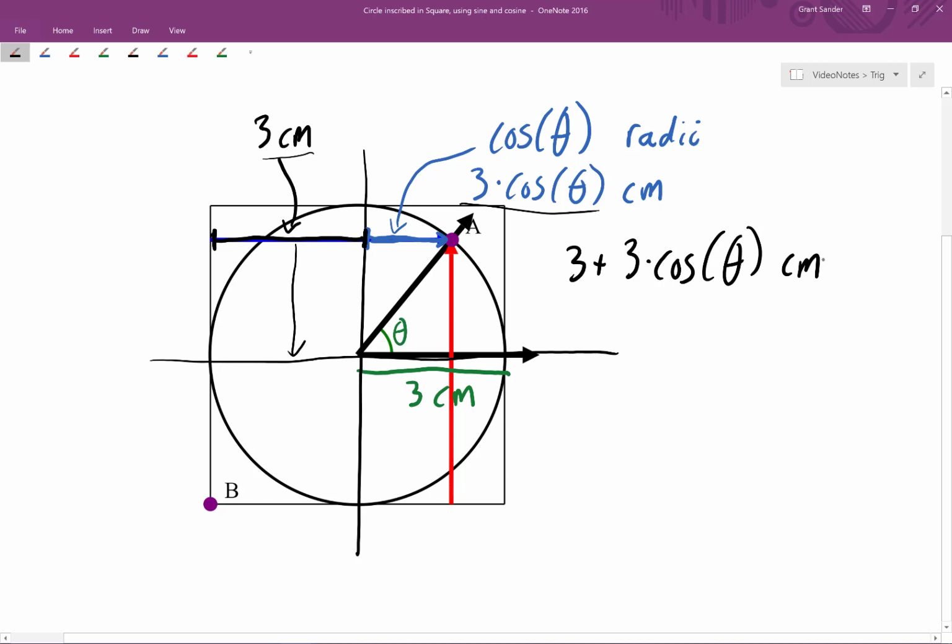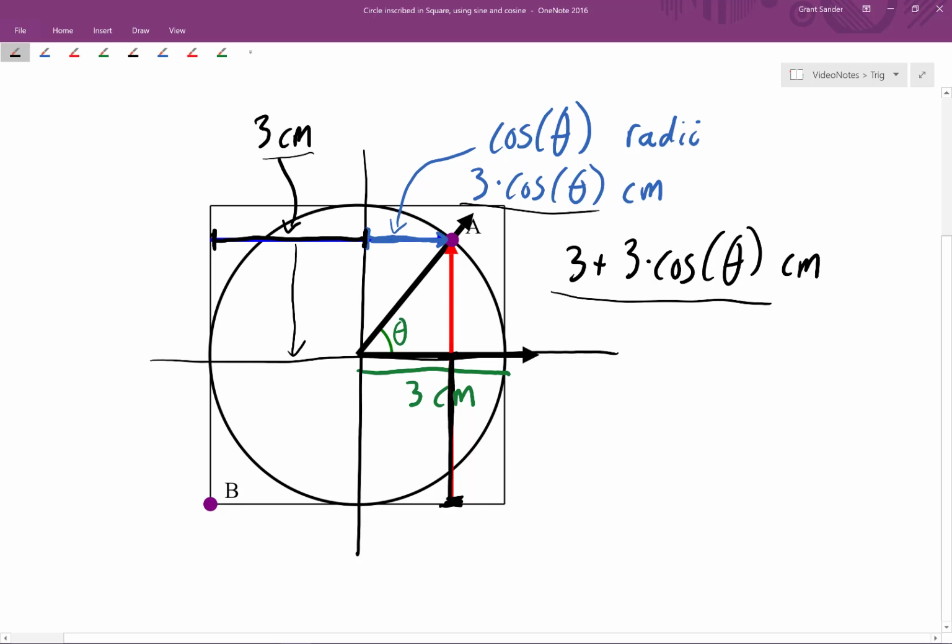So if you imagine combining those two things together, the total length is 3 plus 3 times cosine of theta centimeters, and therefore point A is 3 plus 3 times cosine of theta centimeters to the right of the left side of the square. Now, in a similar way, we could actually break this vertical one up into 2 pieces.